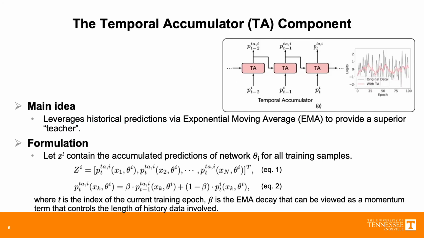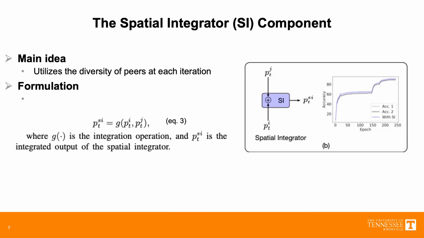The main idea of the temporal accumulator is to leverage historical predictions via exponential moving average to provide a superior teacher. For each temporal accumulator, we have a container Z that contains the accumulated predictions of network theta i for all training samples. Accumulated predictions are calculated with equation 2. The spatial integrator integrates the predictions of all student networks as an extra enhanced teacher at each iteration during training. In this work, we define the integration function G in equation 3 as averaging.